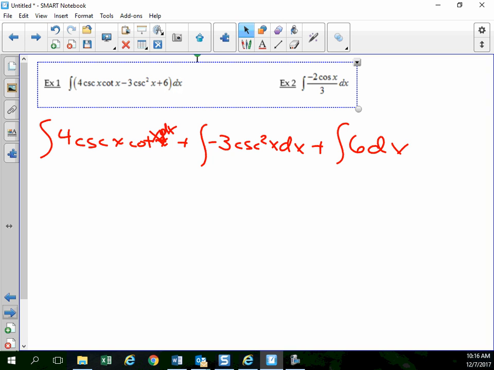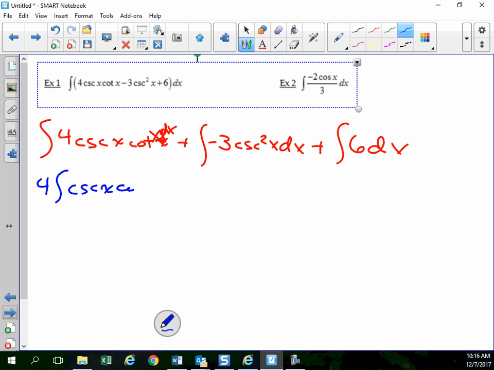What do I do with this 4 though? Take it out. It can sit outside because it's a constant, right? Can you integrate cosecant cotangent? What's that give you? Negative cosecant, sorry. Because what's the derivative of cosecant? Negative cotangent cosecant. Everyone agrees with what I've written?